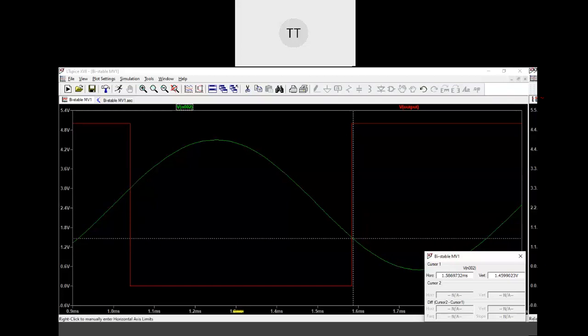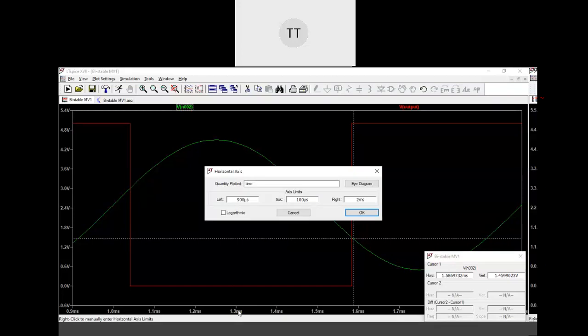And I can change the x-axis. If I change the x-axis to input voltage, then I'll get the transfer characteristics. Shall we do that? What is the x-axis now? It's time. The quantity plotted on the x-axis is time. Let me change this quantity to input voltage.